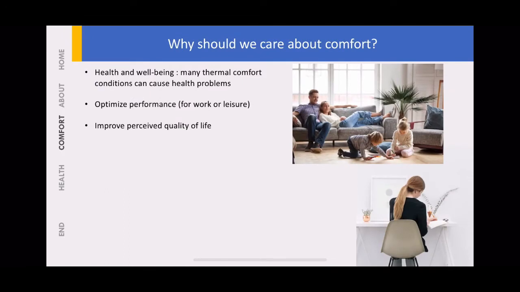Next slide. Why should we care about comfort? The first one, health and well-being. Many thermal comfort conditions can cause health problems. Alright? For example, let's take the carbon dioxide again. A high percentage of carbon dioxide is hazardous not really to human life, but hazardous to the condition that this human is staying in. For example, if you stay in a classroom, you don't want to be very sleepy, right? So a high percentage of carbon dioxide is very hazardous if you want to stay alert in an air conditioned space. Okay.